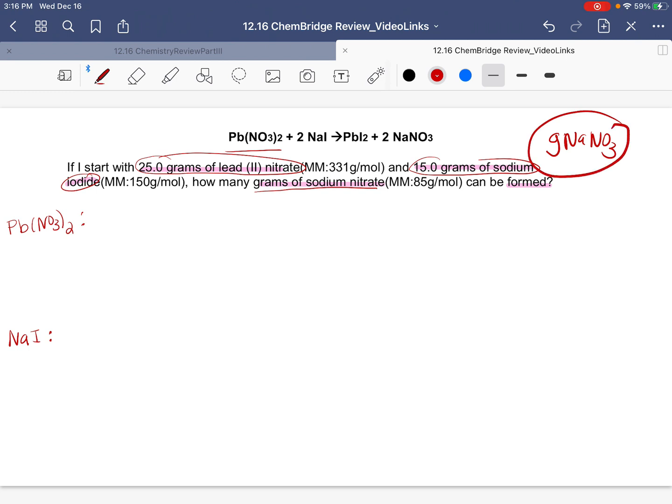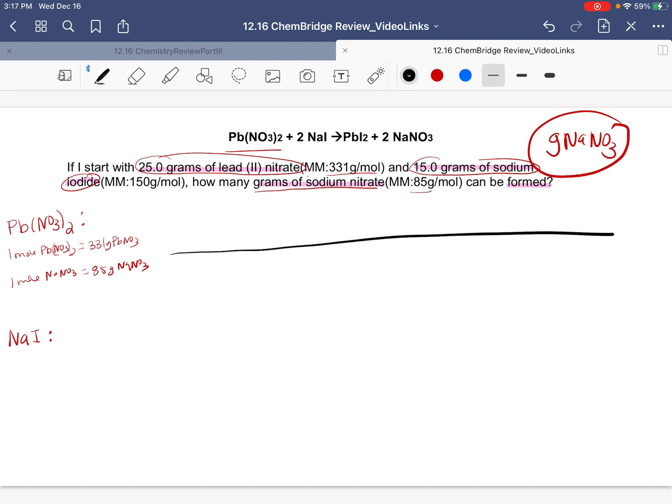My conversion factors are very simple. I'm going to have 1 mole of lead nitrate equal its mass, which I have here, 331 grams of lead nitrate. And another one that's going to be similar for both is the 1 mole of sodium nitrate and the mass for sodium nitrate, which is 85 grams per mole. So now that I have my conversion factors, I feel comfortable starting the problem.